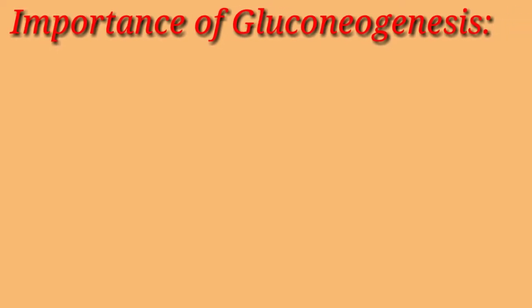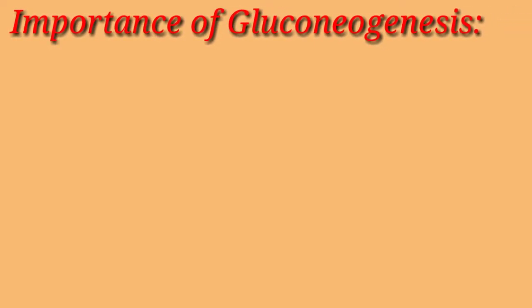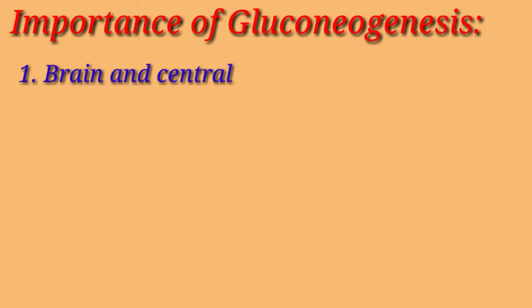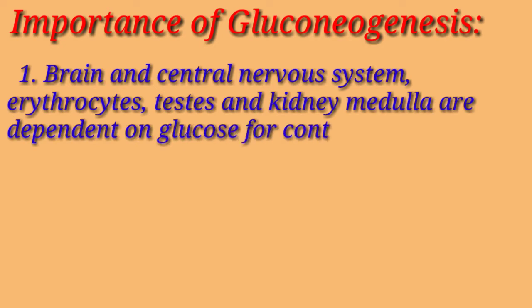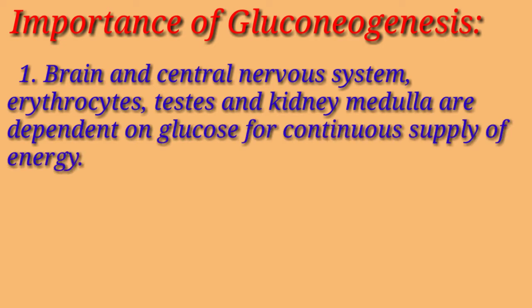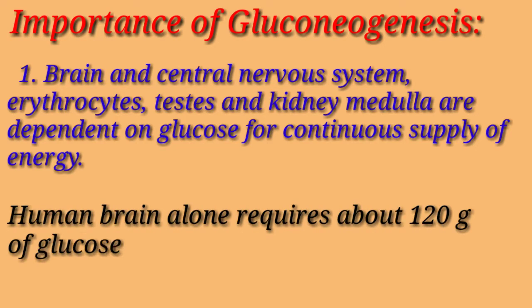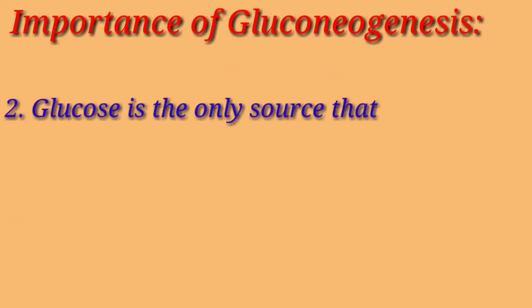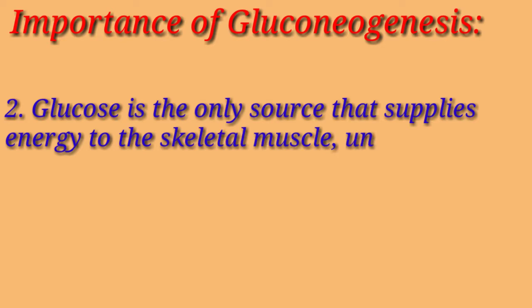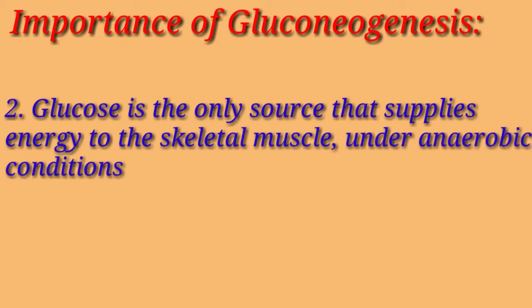Next we shall study the importance of gluconeogenesis. Brain and central nervous system, erythrocytes, testes and kidney medulla are dependent on glucose for a continuous supply of energy. The human brain alone requires about 120 grams of glucose per day out of about 160 grams needed by the entire body. Glucose is the only source that supplies energy to the skeletal muscles under anaerobic condition.